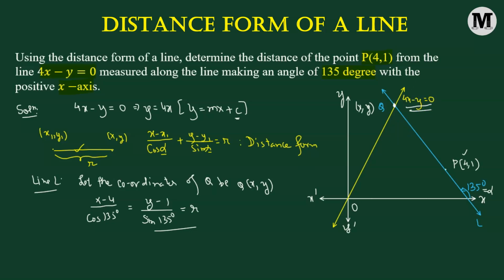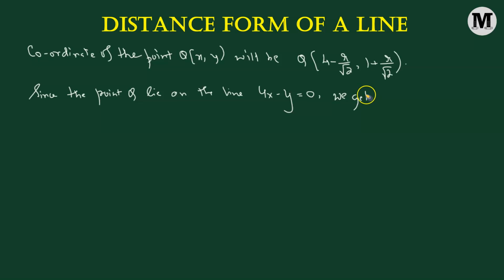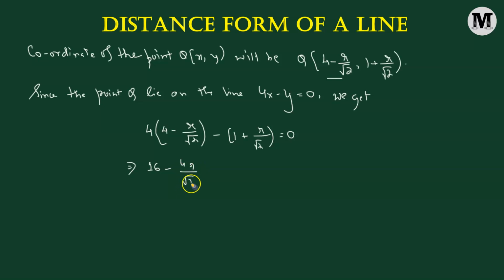So what do we get? We have 4 times x, but in place of x, we can replace it with the x coordinate of the point Q. So that's 4 minus r over square root of 2. Then we have negative y. So negative y will be 1 plus r over square root of 2. That's equal to 0. And when we simplify this equation, that's going to give us the value of r. So let's do that. So we have 4 times 4, that's 16, minus 4r over square root of 2, minus 1 minus r over square root of 2 equals 0.